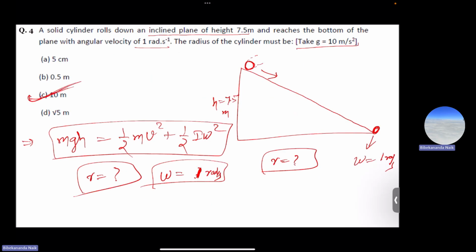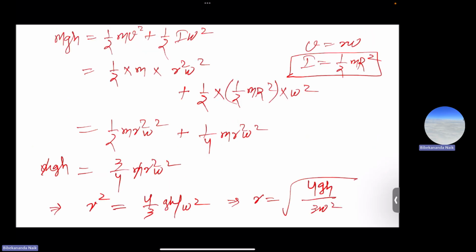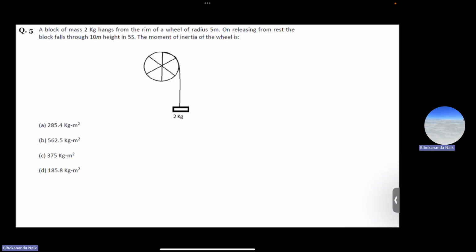This question is similar to the question that we discussed. It was again related to the conservation of energy from potential energy to kinetic energy, and by putting the values we found out the value of the radius. Now let's come to question number 5.